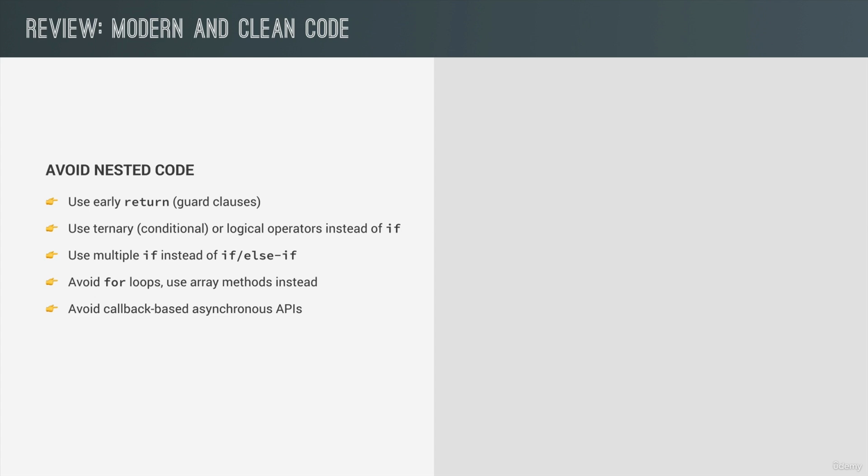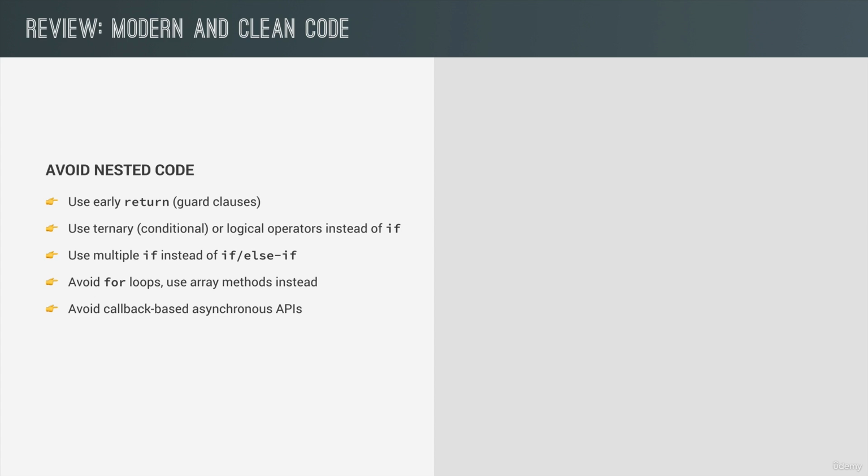Next, you should completely avoid any kind of loops. And with that, I mean any for loops. So the for and also the for of loops should be avoided if you want to avoid nested code. And so instead, you can use array methods like map, filter, and reduce. And finally, you should avoid callback-based asynchronous APIs whenever you can.